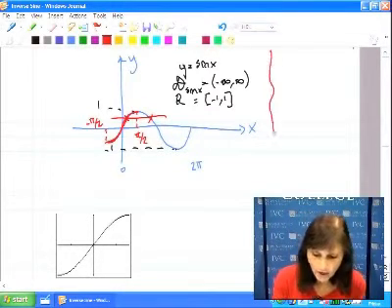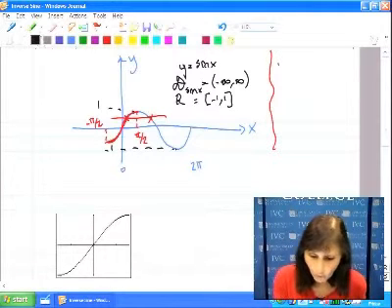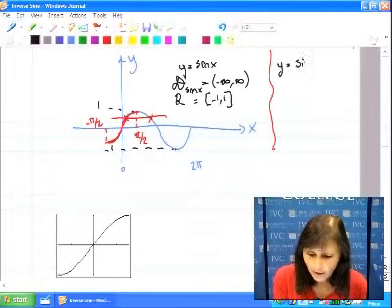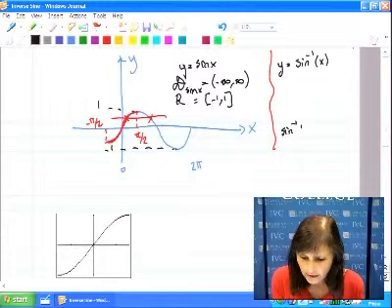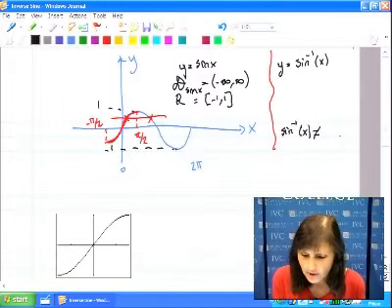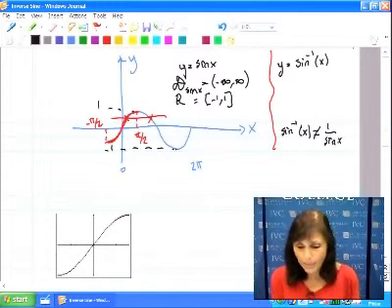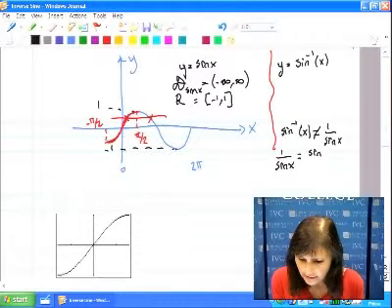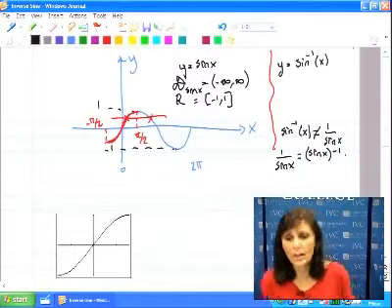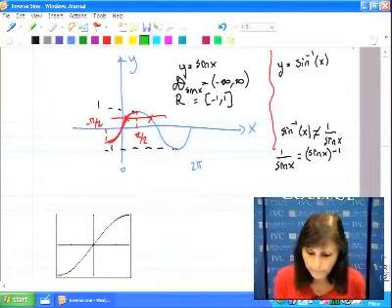So let's write down y equals sine inverse of x. Make sure that you understand sine inverse of x is not 1 over sine x. Remember that, because 1 over sine x is actually sine x to the negative 1 power. Do you see where the negative 1 is? So do not mix these two up.